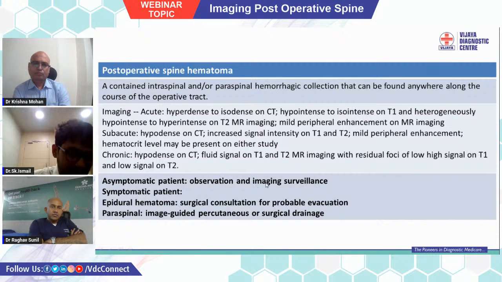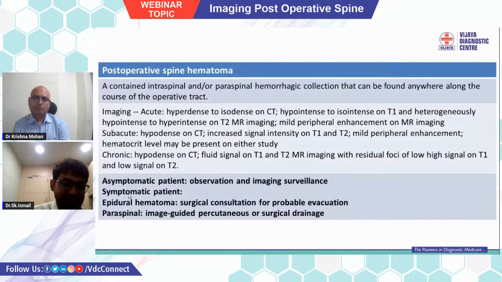And in management, in an asymptomatic patient it is observation and imaging surveillance. In cases of epidural hematoma, there is need for a surgical consultation for evacuation. And if it is a paraspinal hematoma, then image guided or surgical drainage can be done.